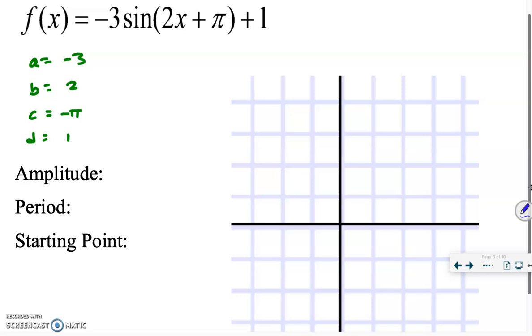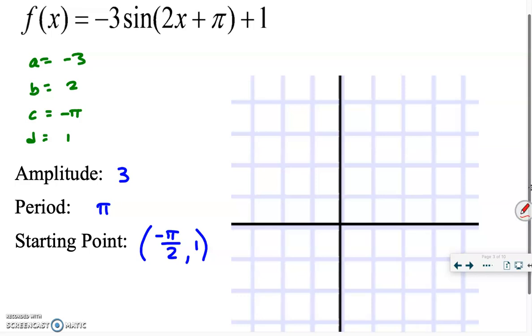So how this is going to translate for us: remember that amplitude is the absolute value of A, so in this case, the absolute value of negative 3 is 3. The period, as long as it's sine, cosine, secant, or cosecant, we calculate by taking 2 pi divided by B. So in this problem, 2 pi divided by 2 tells us that our period will simply be pi. And then finally, our starting point. The way we calculate the starting point is always C over B, comma, D. So C is negative pi over B, which is 2, comma, D, which is 1. Now we have our amplitude, period, and starting point.